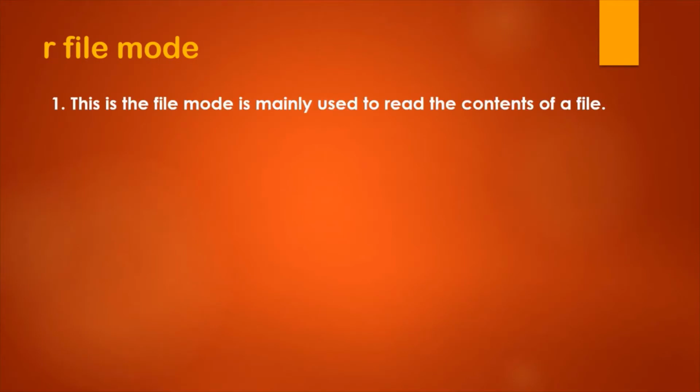So the first mode is the read mode. This mode is actually used to read the contents of a text file, as we have seen from my previous videos. The next point to note is that this mode is a default mode. Now what does a default mode actually means? Let's explain this in the Python IDLE.